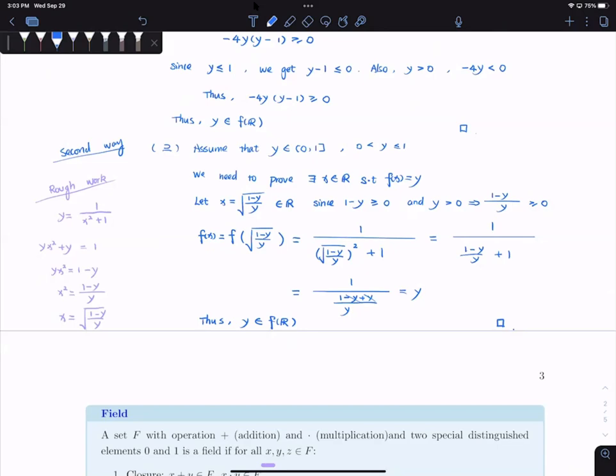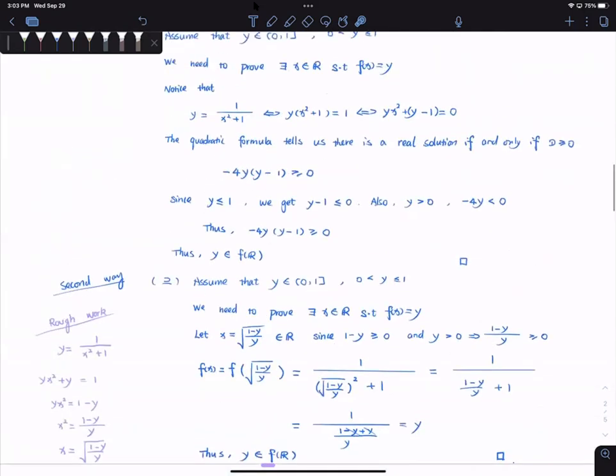Should be fraction greater than 0 rather than greater than or equal to 0. It can be 0 though. This can equal 0 because your y can be 1. So when y equals 1, this will be 0. Does that make sense? Yeah.